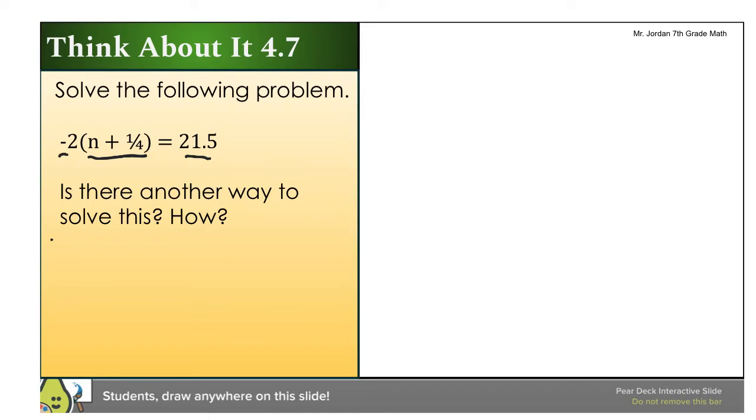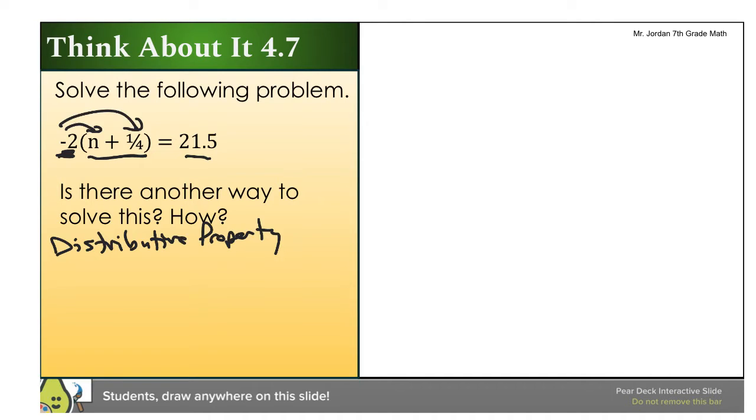One, I can use the distributive property. The distributive property shows that I can take the outside number, the -2, and multiply it by the n, and then also by the 1/4. So I'm expanding, and then I continue to solve.